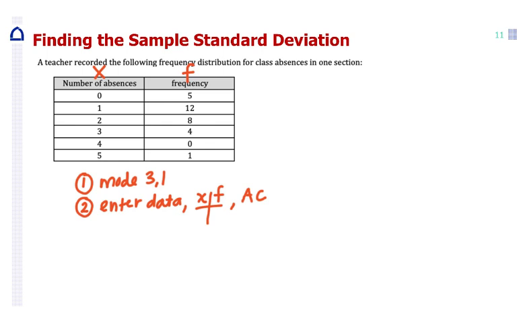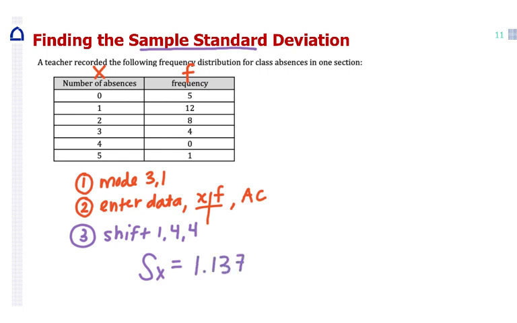Okay, I entered my data. Now if we want to find the sample standard deviation, I'm going to press the button Shift 1, 4, 4. So I will see this letter and get the sample standard deviation is 1.137. So in simple terms, that means on average, each data point is about 1.137 away from the mean.